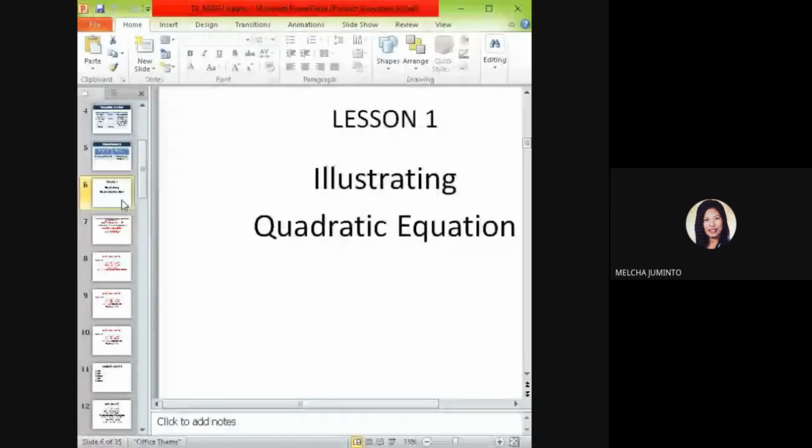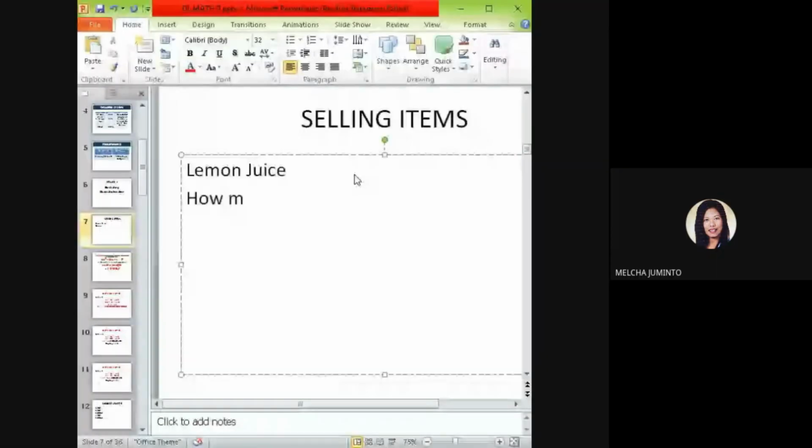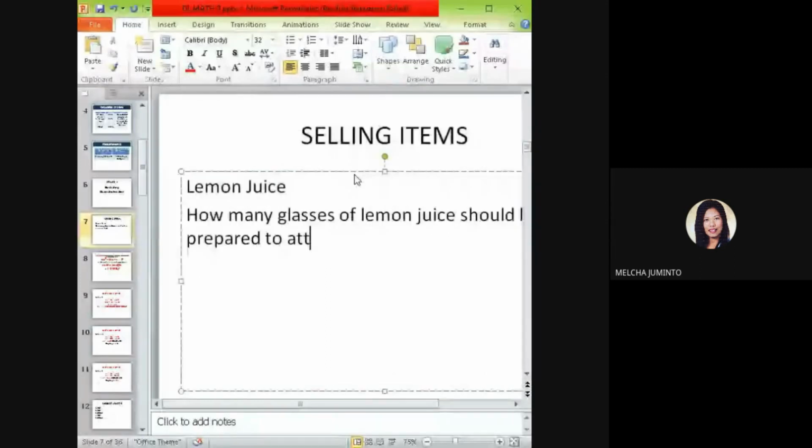Let us take, for example, business. Say you decide to have a business. You want to sell juice, let's say lemon juice. And then you want to decide kung ilang glasses of lemon juice should be prepared to attain a maximum profit.